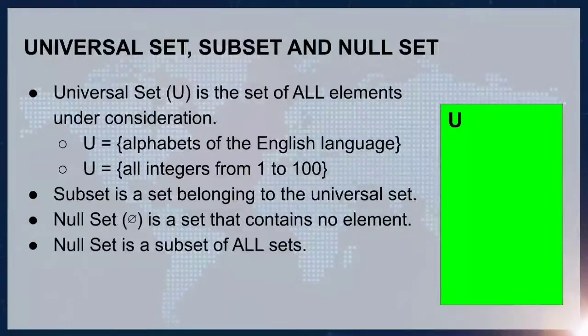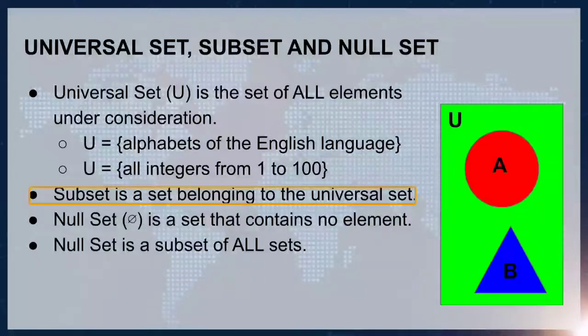Anyway, as you can see here, I have a green rectangle representing our universal set. So all the elements inside the green rectangle are all members of the universal set. And then I have this red circle which represents set A. So with this, we can say that all the elements of A are members also of the universal set because A is a subset of the universal set.